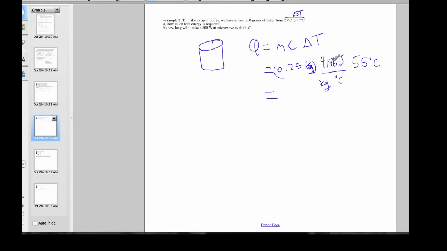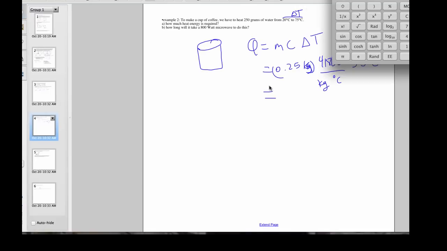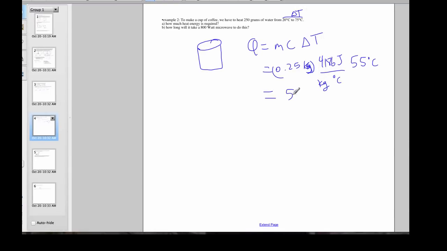So that's a quarter of 4,000. That's about 1,000. And then it's about 55,000. Let's work that out exactly. And there you see it. It's 57,557 joules.